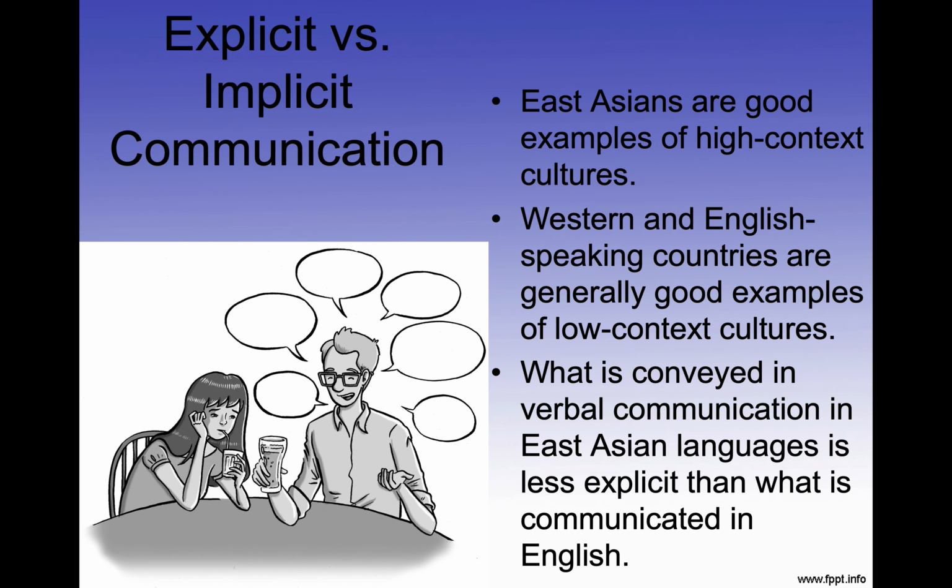East Asians are good examples of high context cultures. Western and English-speaking countries are generally good examples of low context cultures. What is conveyed in verbal communication in East Asian languages is less explicit than what is communicated in English. And this is really kind of interesting, and this is one of the reasons why a lot of times Asians and Americans have a difficult time interacting with one another.